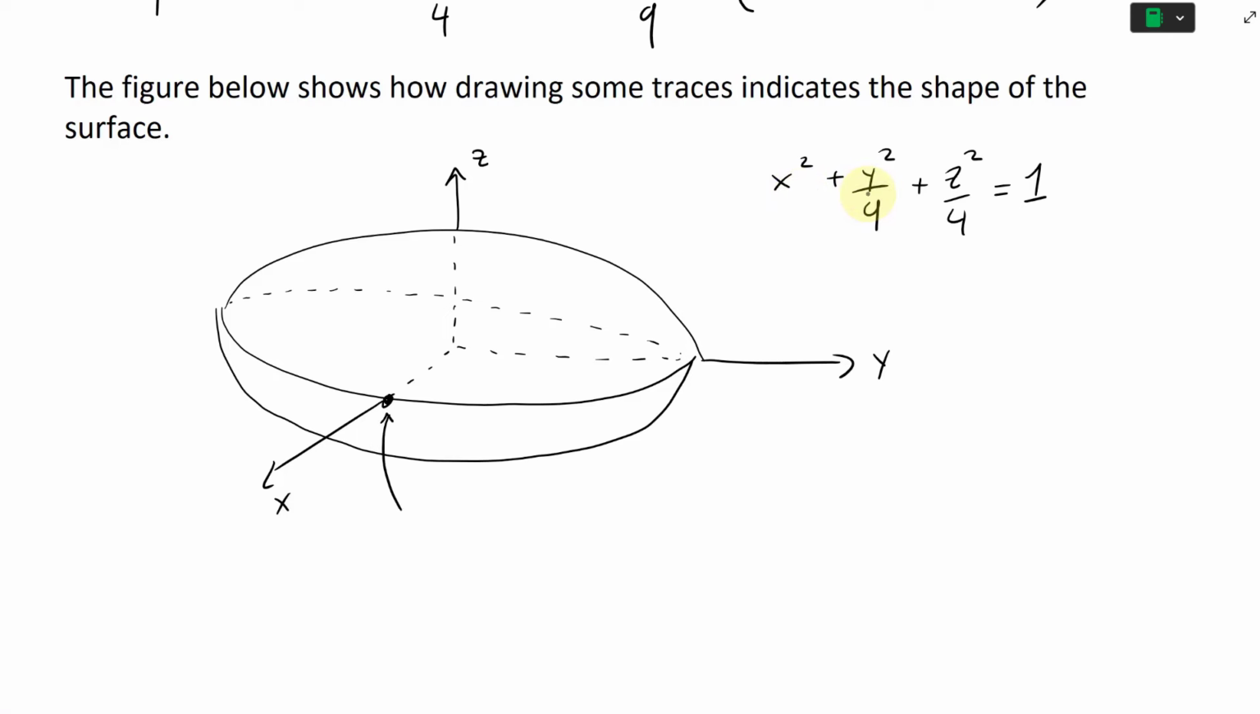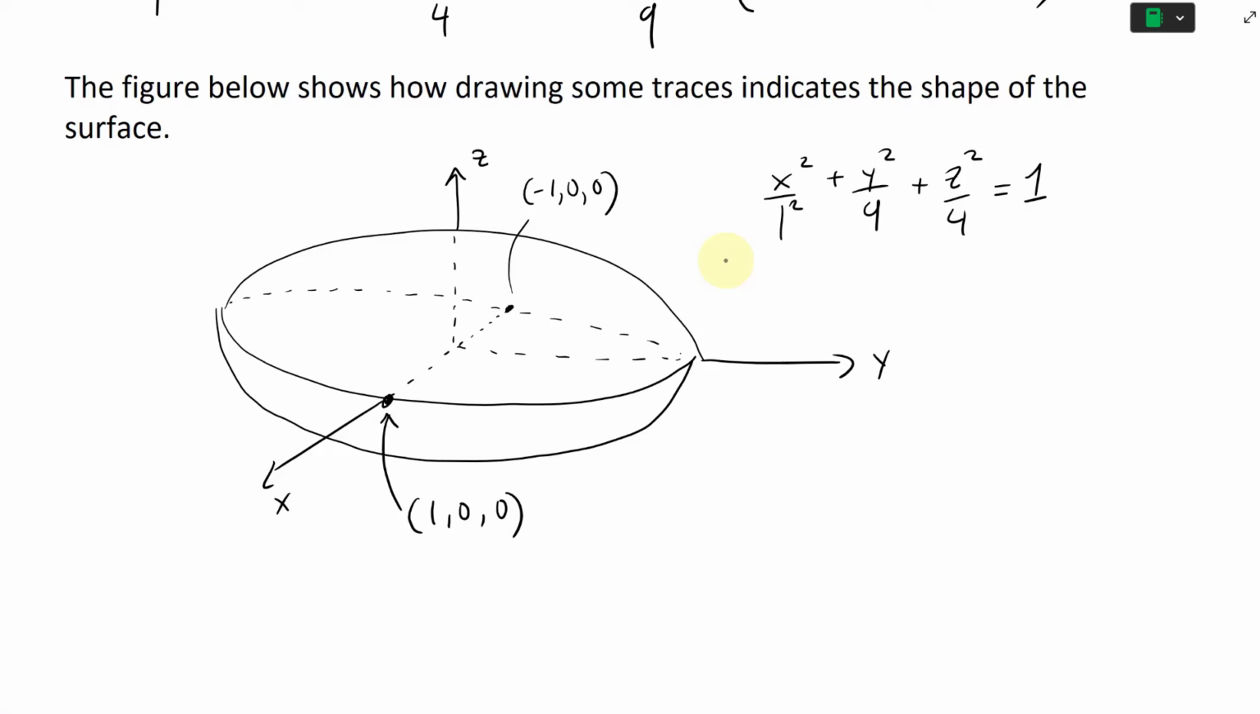So this is going to be 1, 0, 0, because we're setting z equals 0. And it's not just 1, it's going to be plus or minus 1, because it's the a squared there, the 1 squared. So then the one at the back side is going to be negative 1, 0, 0.